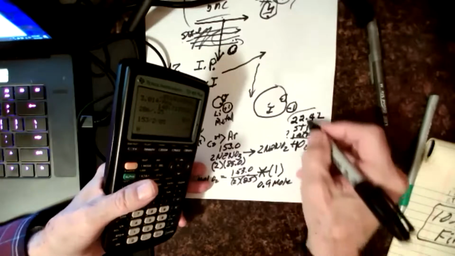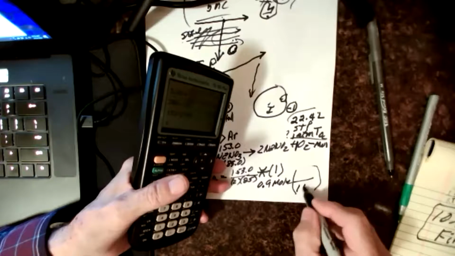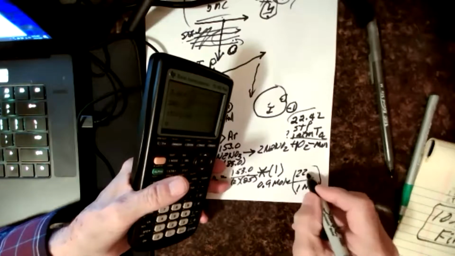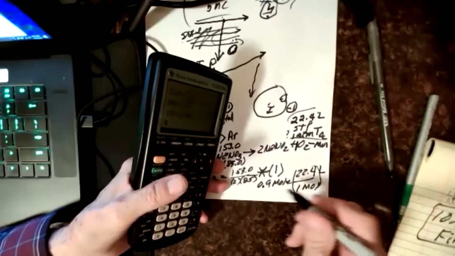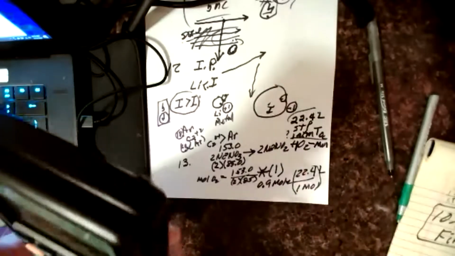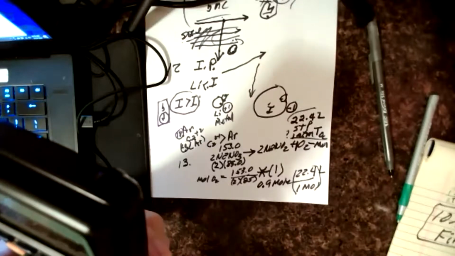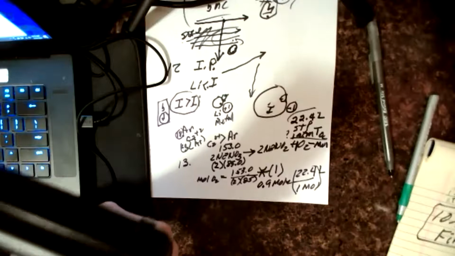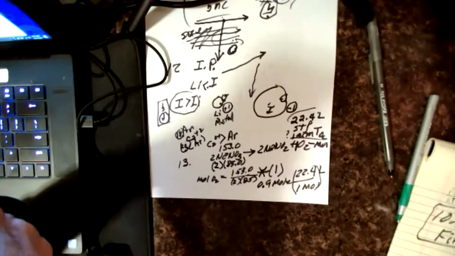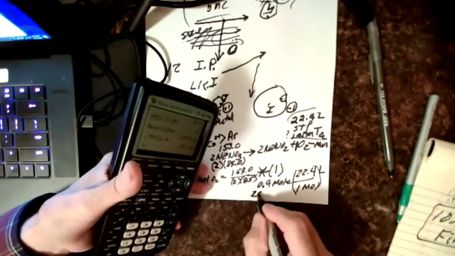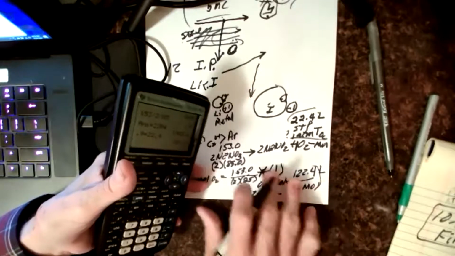Now if I know this STP comparison, I know that 1 mole is 22.4 liters. If I know that, the answer is real quick. I just multiply by 22.4, and that comes out to be 20.2. And that would be response A on the exam.